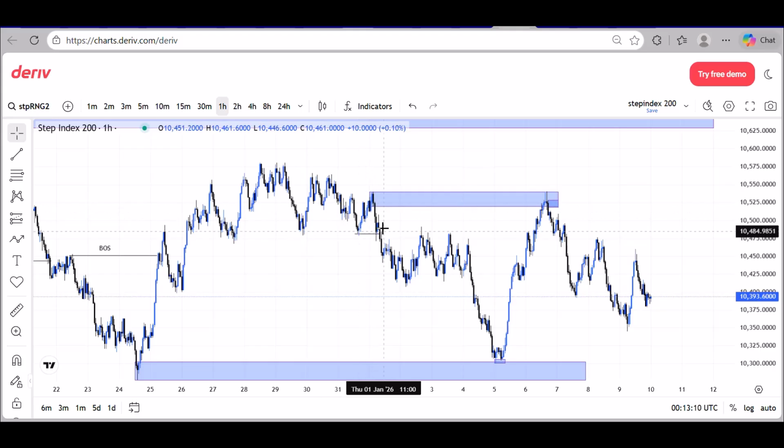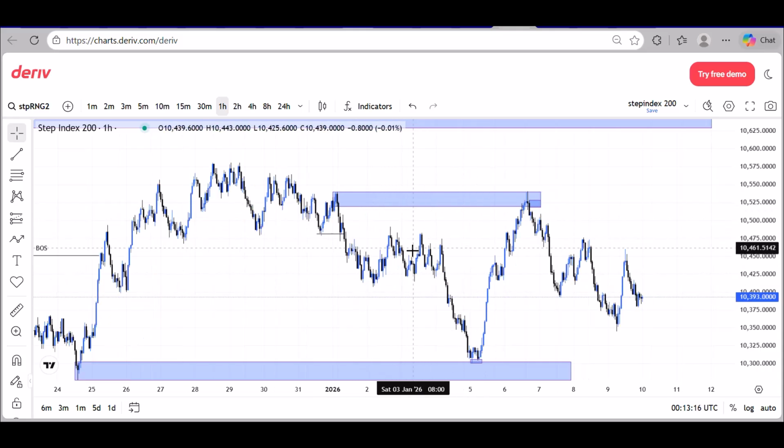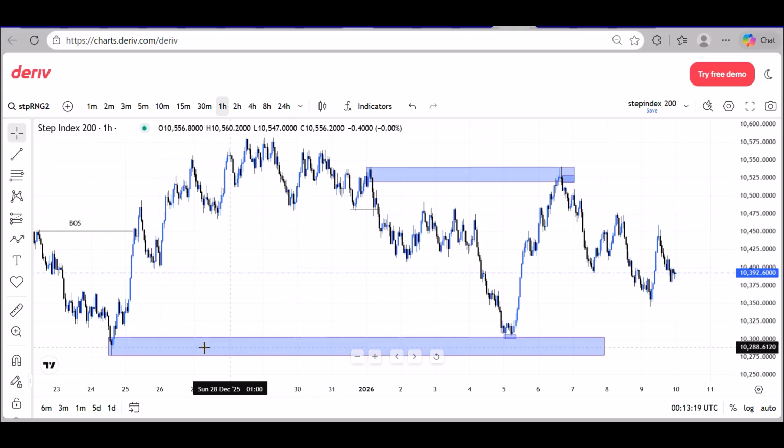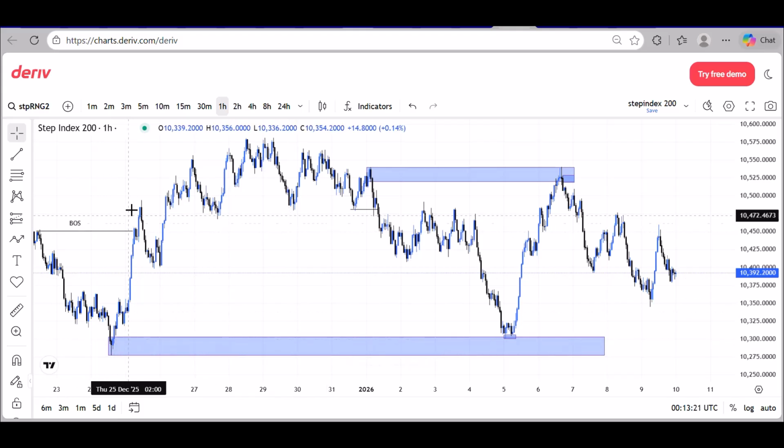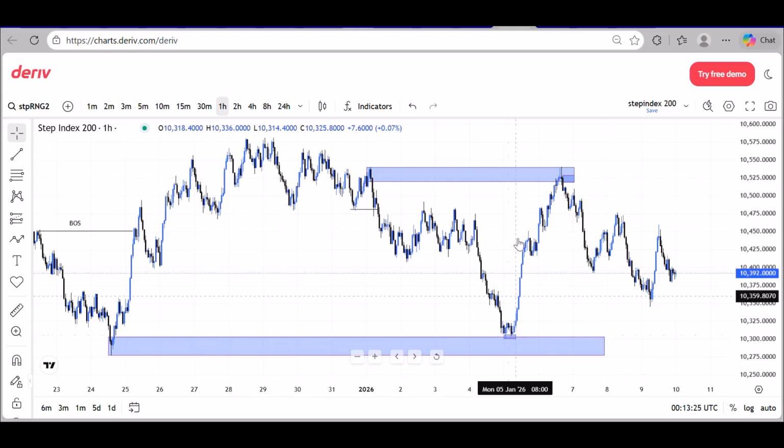Okay, seeing this break of structure here. Okay, this break of structure. Seeing this break of structure, it went down massively. Now remember, this is also a zone that we spotted. Because of this break of structure to the upside, we spotted a zone that we are waiting for price to come in and tap in before we buy.